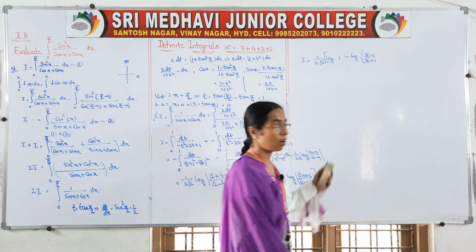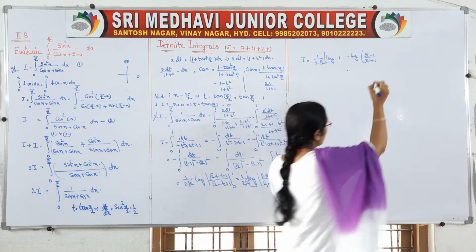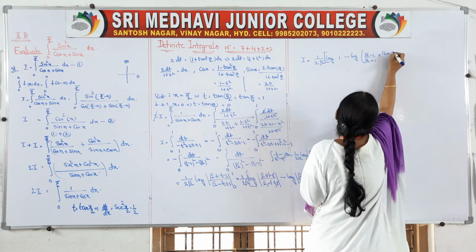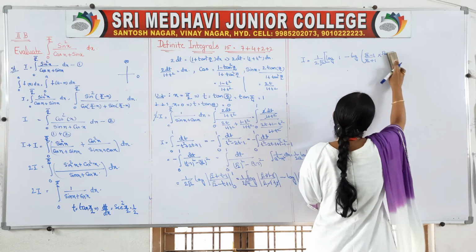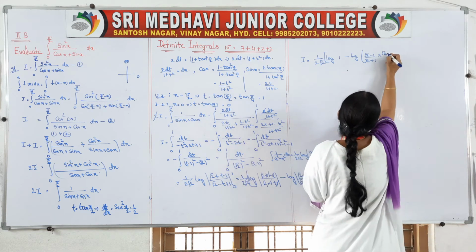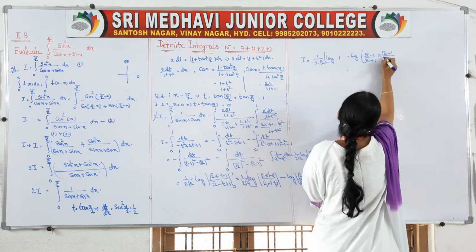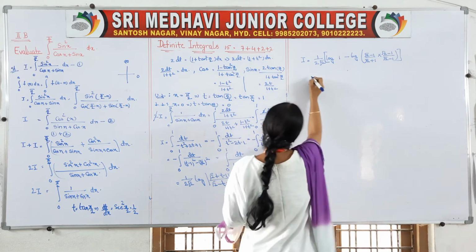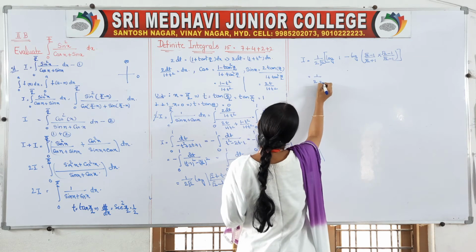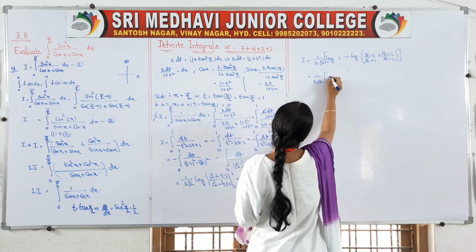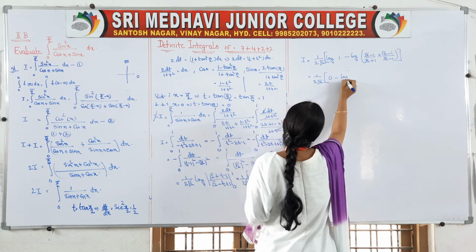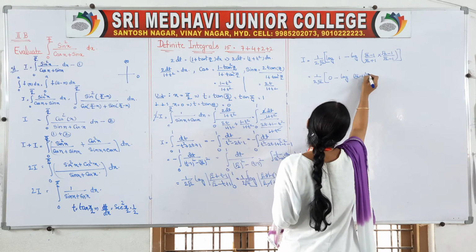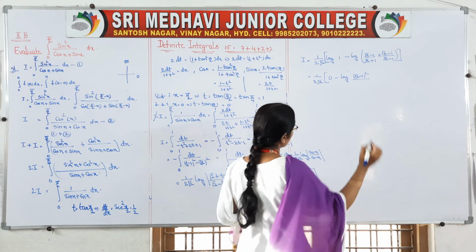Whenever inside the log we are having surds like this, we will rationalize. So multiplying and dividing with root 2 minus 1. Here plus 1 is there, so we have to multiply and divide with minus 1. So it is equal to 1 by 2 root 2, log 1 is 0, minus log of (root 2 minus 1) whole square by (a plus b) into (a minus b).